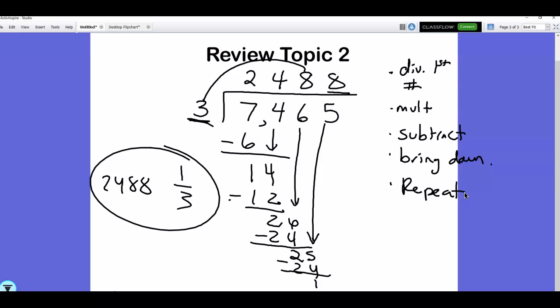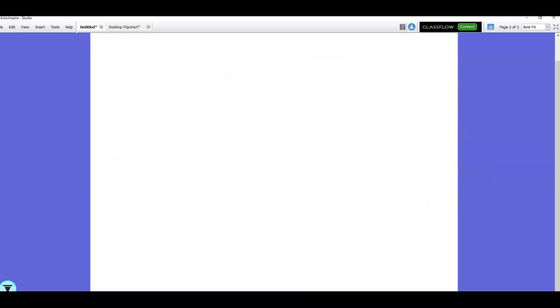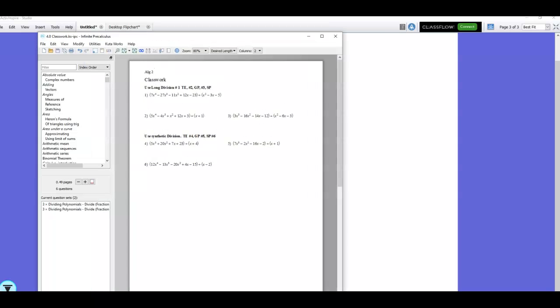But anyway, so divide first, multiply, subtract, bring down, repeat. Okay? So there it is. We're going to be doing that today, but with polynomials. Okay?